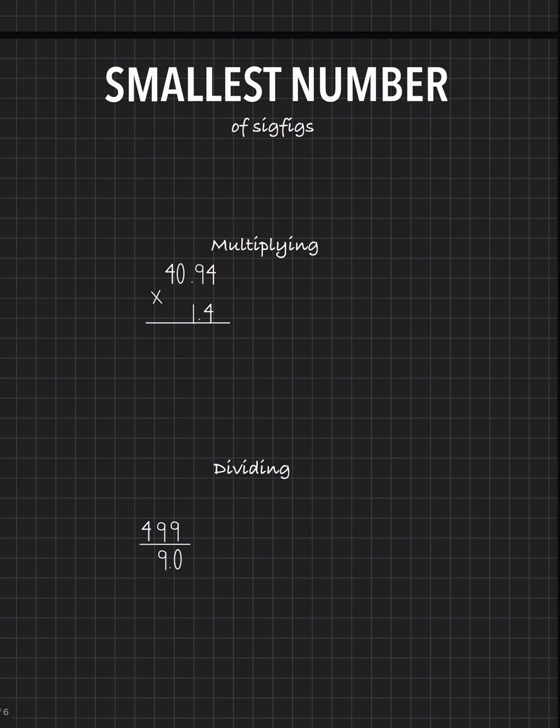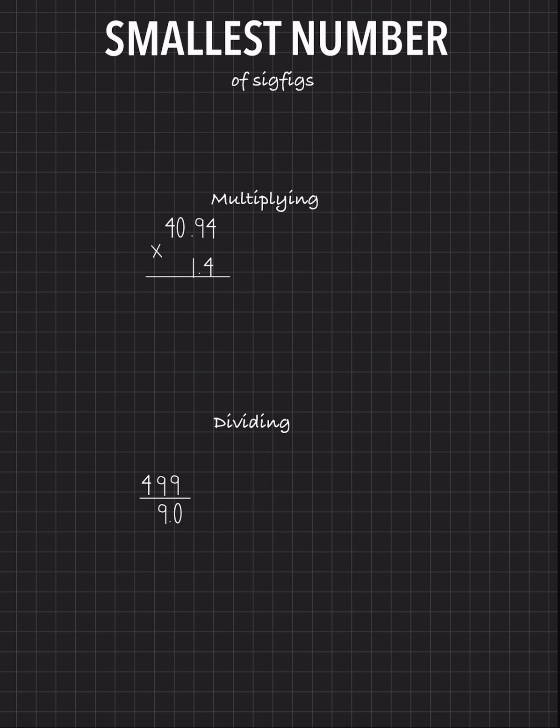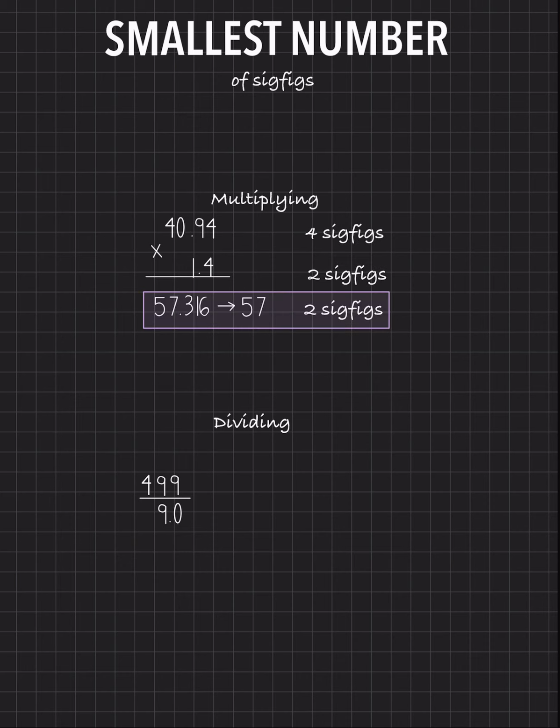Now, what about multiplying and dividing? Well, it's kind of different. So I look overall at how many sig figs you have, not after the decimal, but in general. So 40.94 is 4 sig figs. 1.4 is 2 sig figs. When you do the math, my answer needs to be 2 sig figs. Okay, so it's going to be 57.